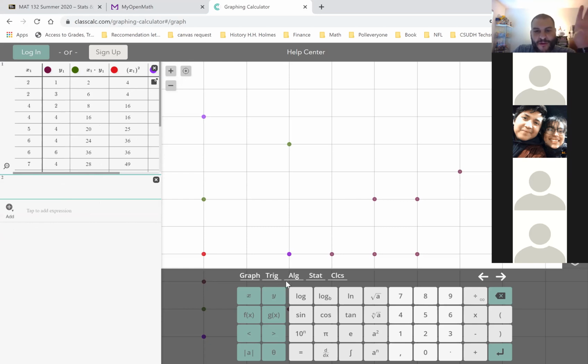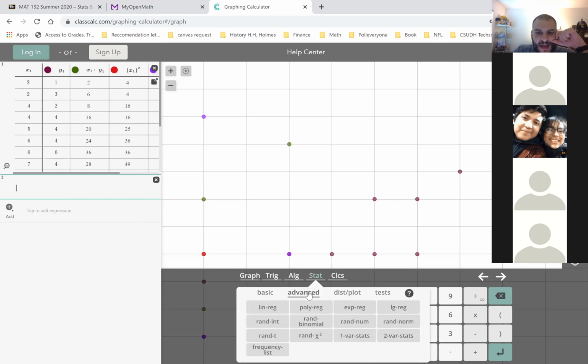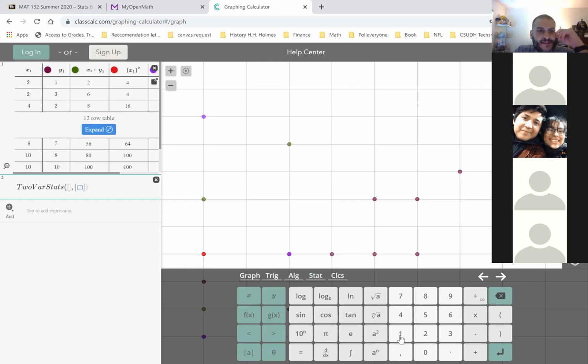But what you truly want to focus on is in this stats button. So you go to stats, you go to advanced. If you remember, for the last section we were using 1 bar stats because we only had one data set. But now we're going to transition over to 2 bar stats because now we have 2 data sets. We have an X data set and we have a Y data set. So we're going to say 2 bar stats. And now we're going to say which ones are my 2 bar stats. My 2 bar stats will be X1, but it will also be Y1.